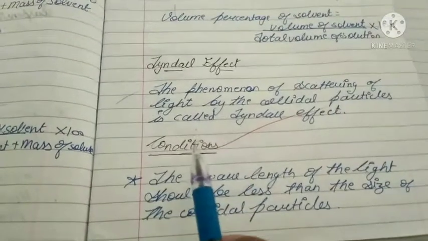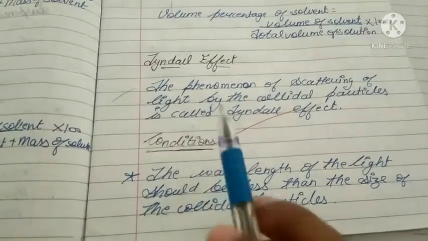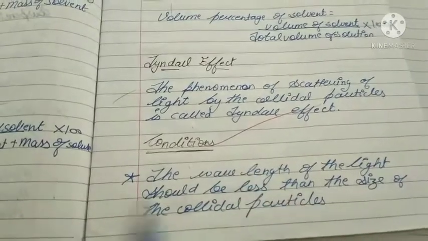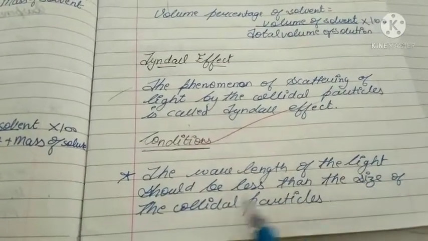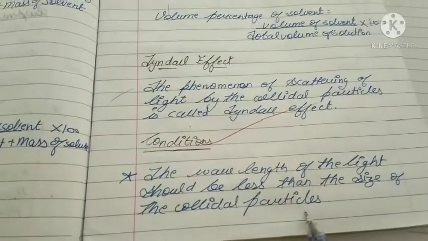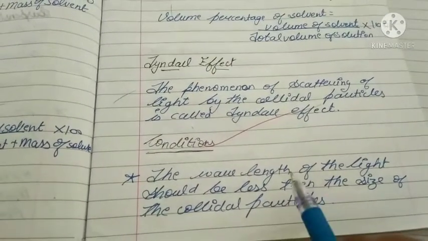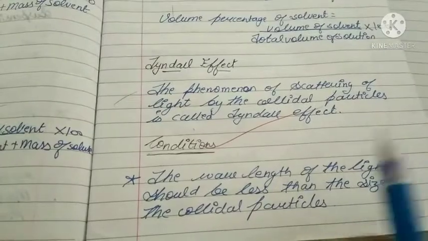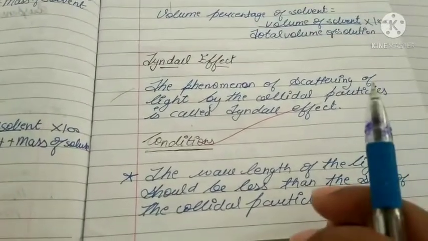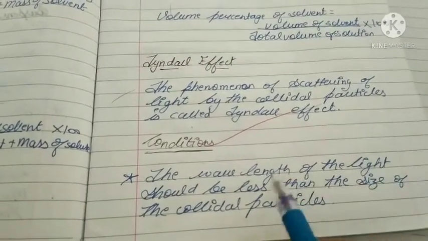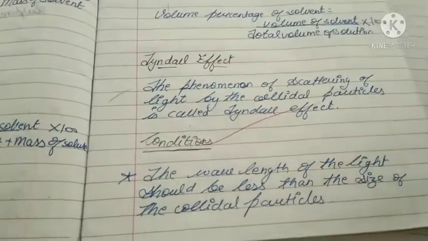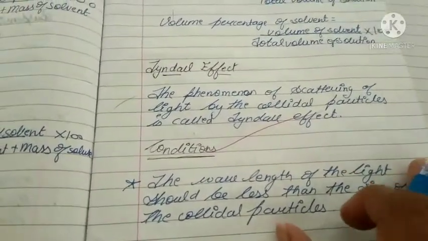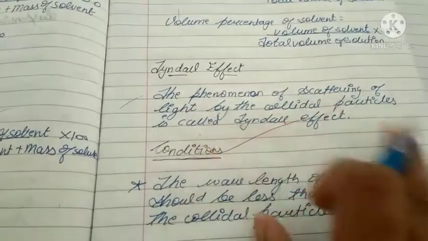Conditions. That means how the Tyndall effect is exhibited. What is the condition to exhibit Tyndall effect? The wavelength of the light should be less than the size of the colloidal particles. That means we are passing light, I told you. For that light, the wavelength should be very less compared to the size of the colloidal particles. Then only light will be scattered. That phenomenon is called what, students? Tyndall effect.